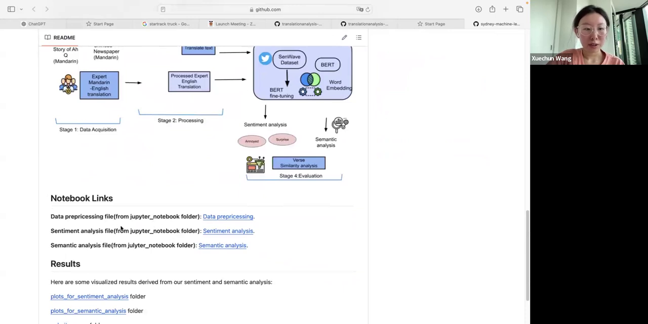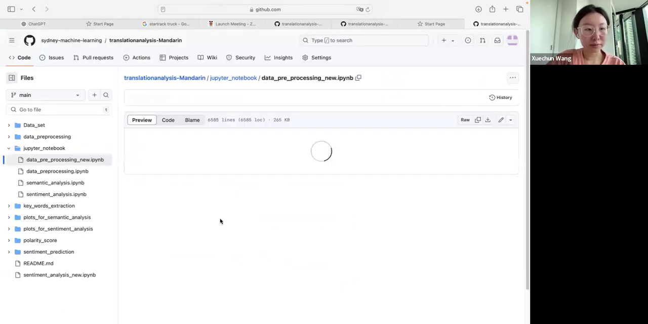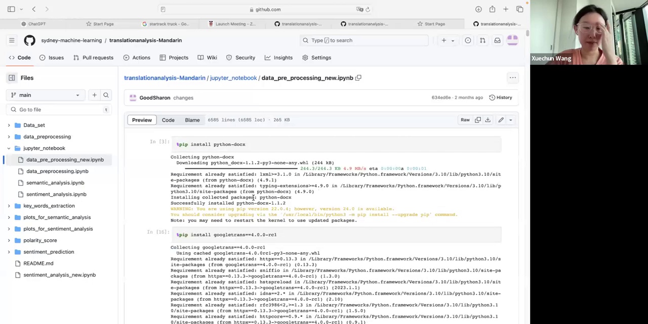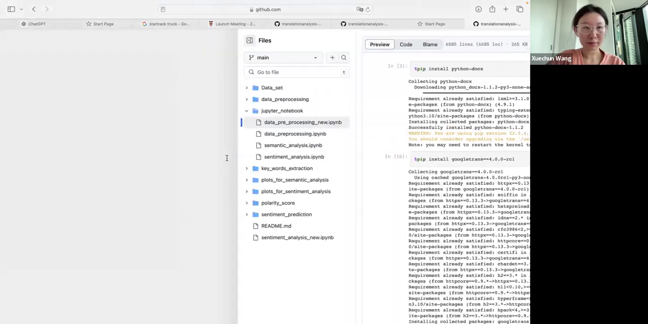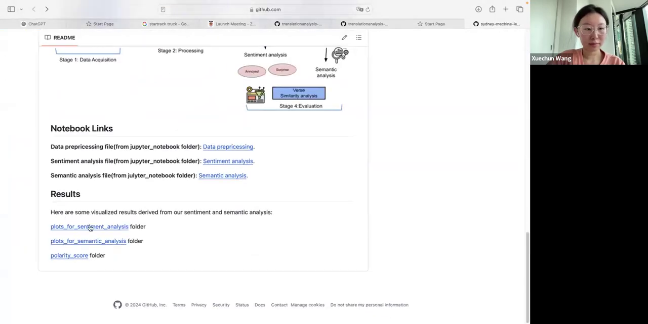And I also added some hyperlinks, which, if you click them, will jump into the folders. And here is the visualization part, which is our result part.